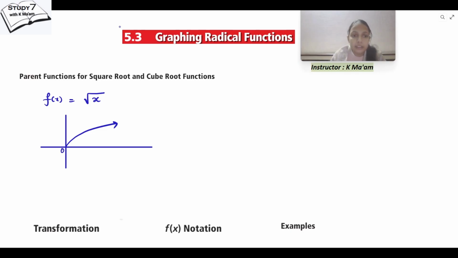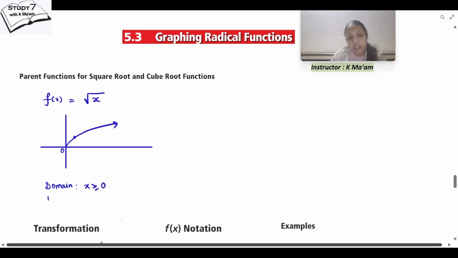So here at 0 it is 0, at 1 it is 1, at 4 it is 2. So the domain in this case is x greater than or equal to 0. Range is y values, and all y values are greater than or equal to 0.